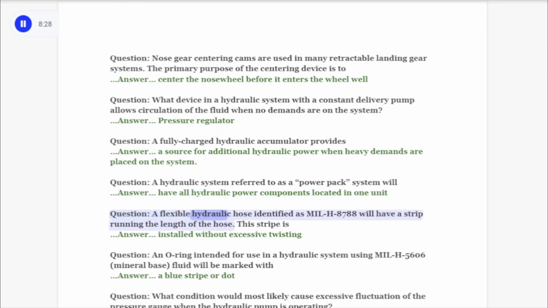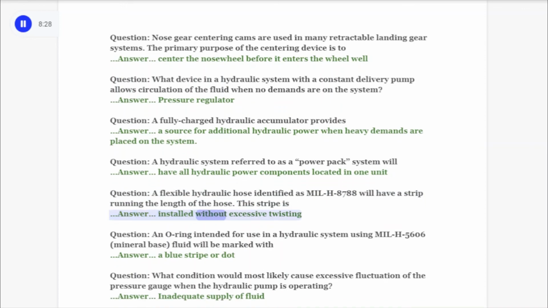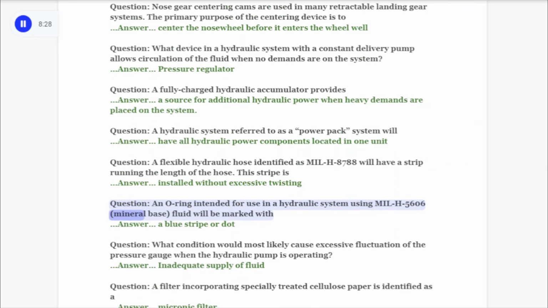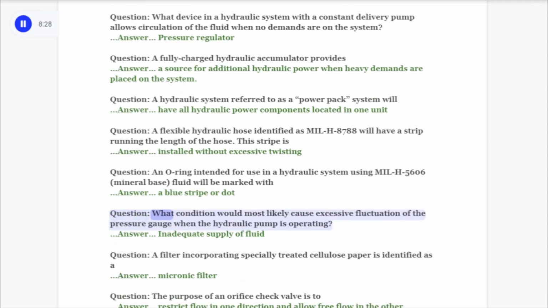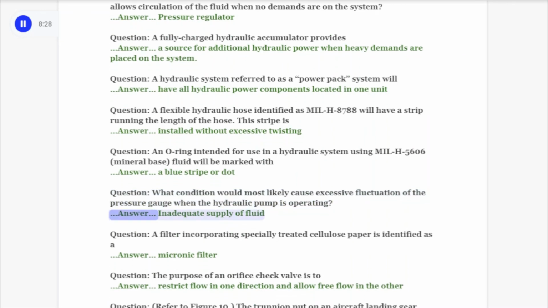Question: a flexible hydraulic hose identified as MIL-H-8788 will have a stripe running the length of the hose. This stripe is: answer: installed without excessive twisting. Question: an O-ring intended for use in a hydraulic system using MIL-H-5606 mineral base fluid will be marked with: answer: a blue stripe or dot. Question: what condition would most likely cause excessive fluctuation of the pressure gauge when the hydraulic pump is operating? Answer: inadequate supply of fluid.